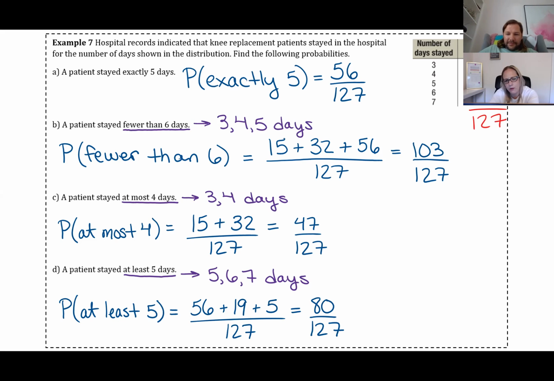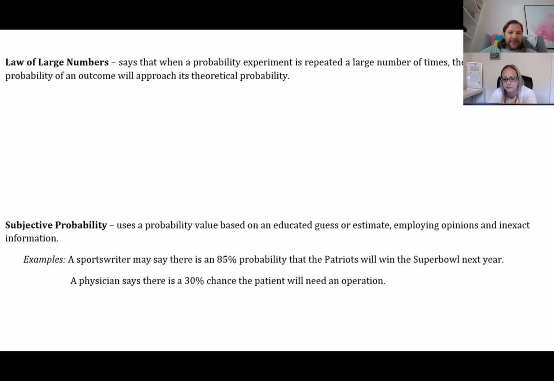So the whole point of this example was just to show you that you do need to pay attention to the words as well. So exactly 5, fewer than 6, at most 4, at least 5. Just make sure that you're reading the questions carefully and paying attention to the actual words in there. Perfect. Okay, so the law of large numbers.